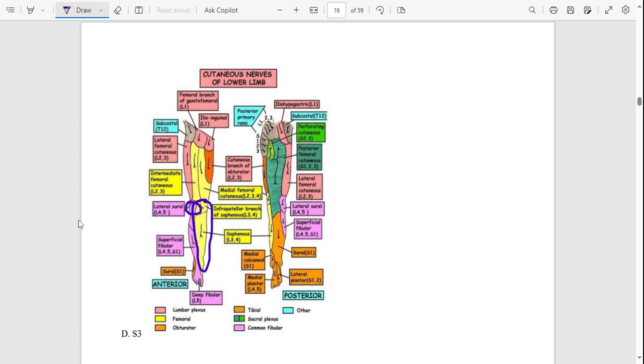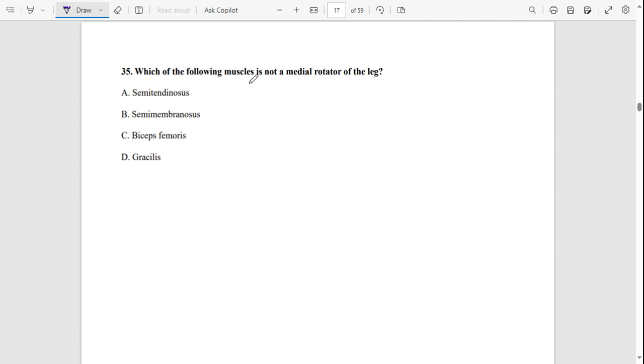Which of the following muscles is not a medial rotator of the leg? Now, if you are talking about a muscle being a medial rotator of the leg, say here is our leg.